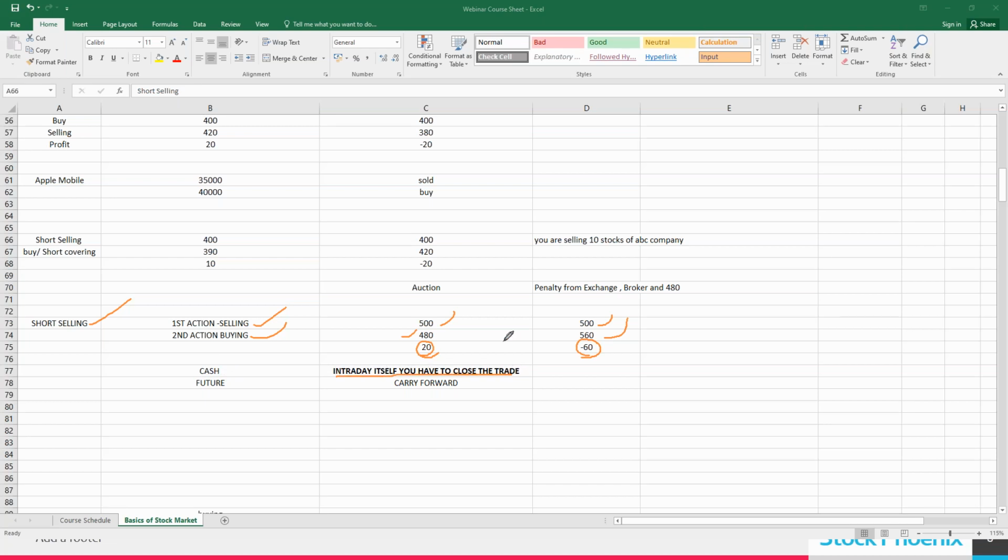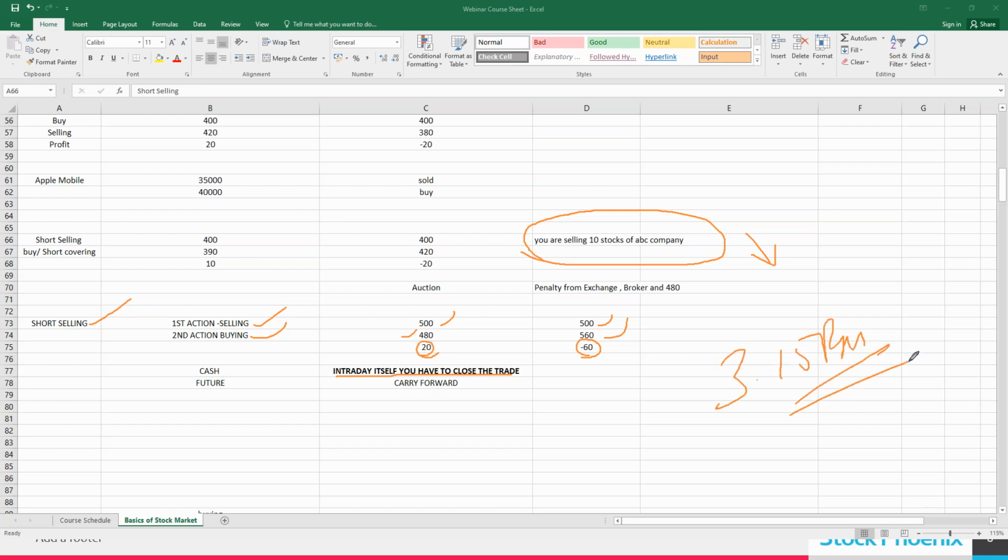That means you are selling a stock, you are selling 10 stocks of ABC company, which you don't own. You are not the owner of 10 shares of ABC company, but you still sell anticipating there is a downtrend. That means you should buy that before the market gets closed. That is approximately before 3:15 p.m.